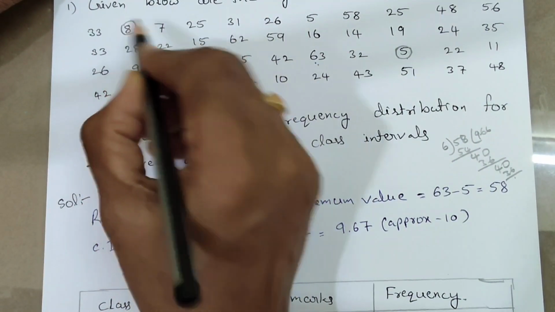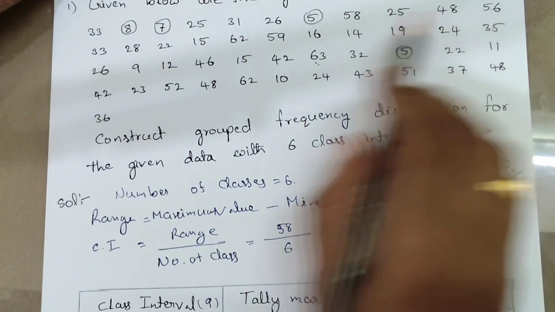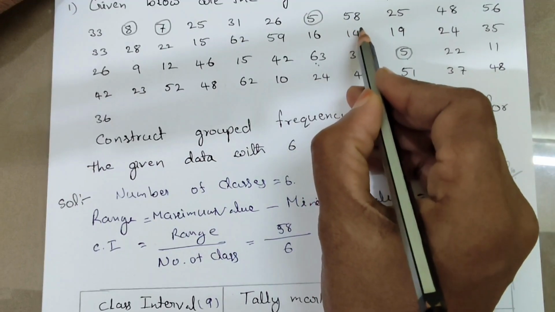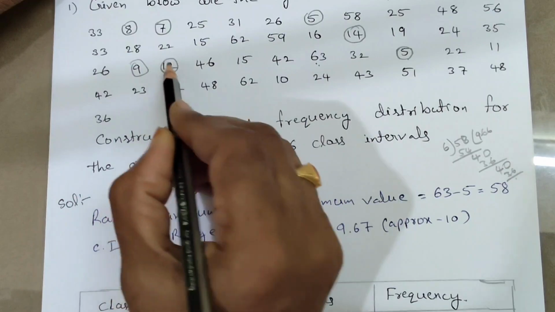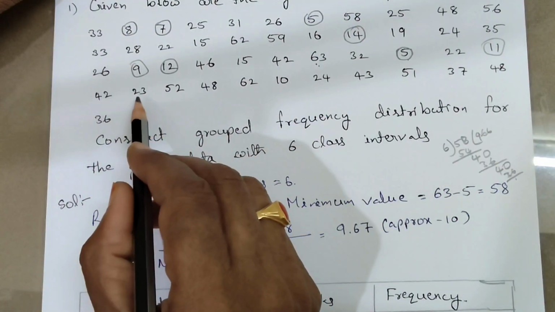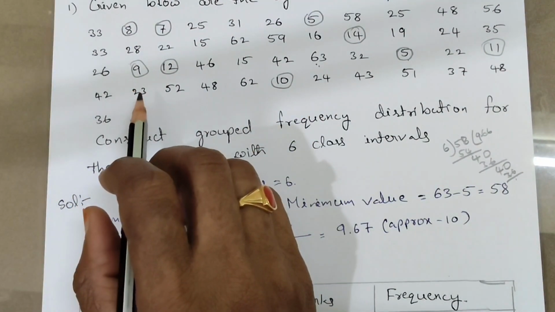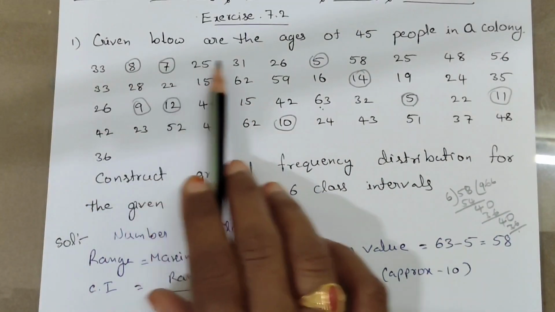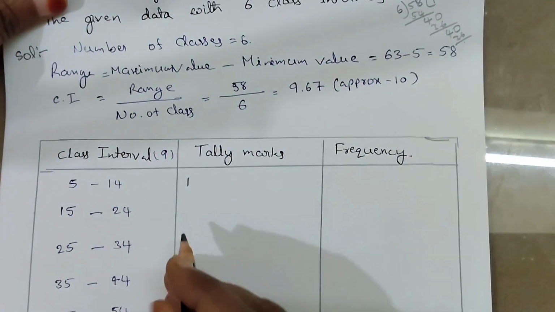Next, 8 is there, 7, then 14 is there, 9, 12, 11, and 10 is also one number. Now we count these numbers. Between 5 and 14 there are 9 numbers, so we write 9 tally marks.